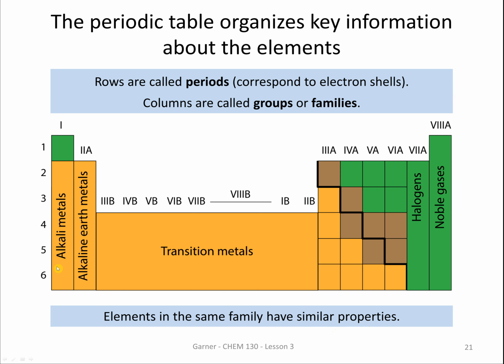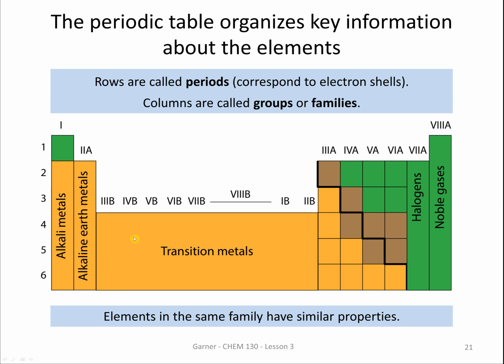For example, the first column, column 1, is known as the alkali metals. So elements like lithium, sodium, potassium, rubidium, and cesium that exist in this column are known as alkali metals. Hydrogen, even though it's in column 1, is not an alkali metal, so I would not refer to it as one. The next column, column 2, these are known as the alkaline earth metals. So these are things like beryllium, magnesium, calcium, strontium, barium, and so on.